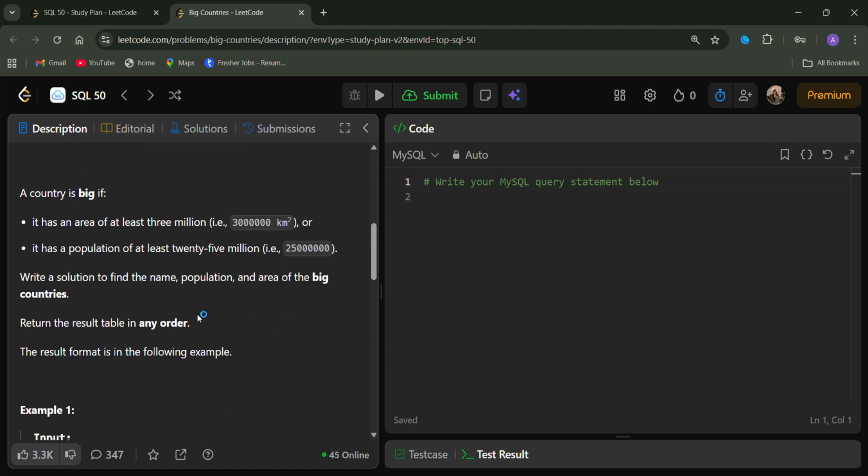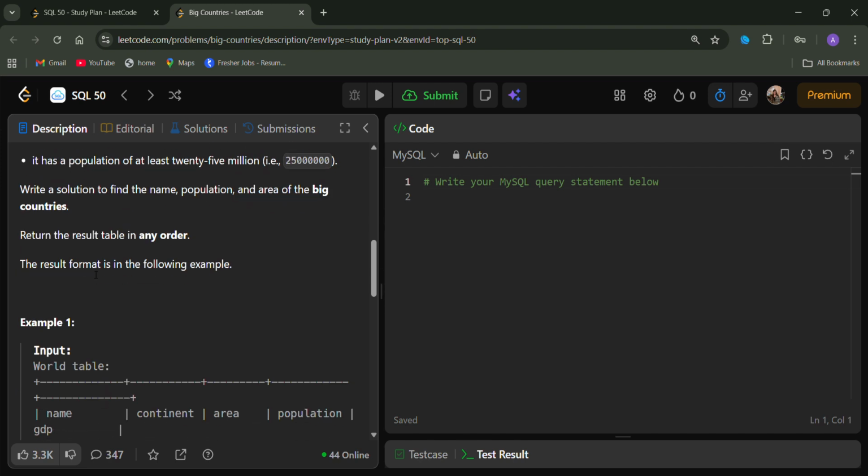Now the definition of a big country is also given, and we have to find the name, population and area of big countries. So the definition of a big country is that it has an area of at least 3 million or it has a population of at least 25 million. So we have to find the name, population and area of the big countries.